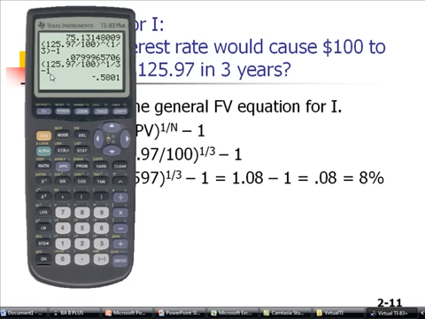So it is very important, if you're going to put in an expression like this, to make sure that if you've got a fractional exponent like 1/3, put it in parentheses so that you'll get the right answer.